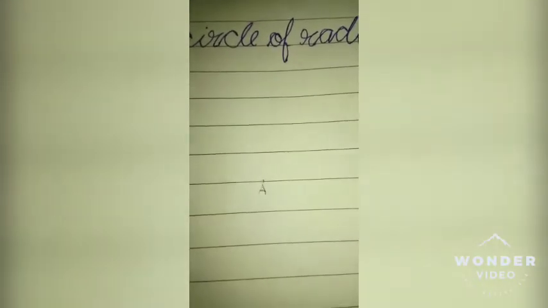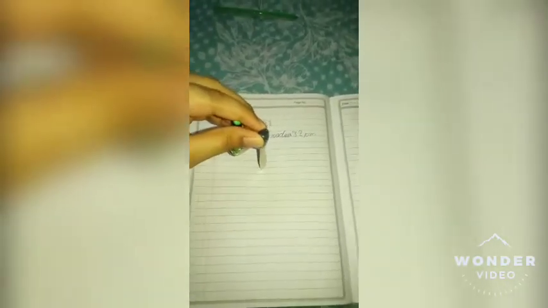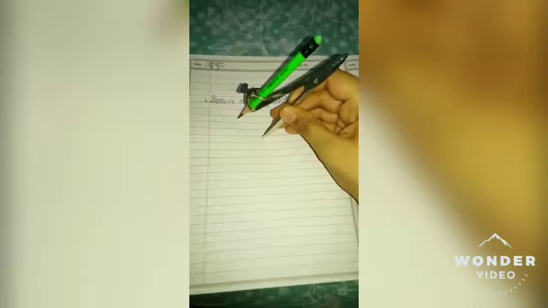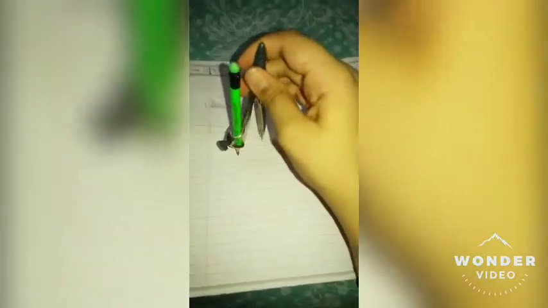The second step is to mark a point A as the center. I have already marked a point A. See here. The third step is to place the pointer of the compass on A. I have already placed it. The fourth step is to turn the compass to draw the circle.